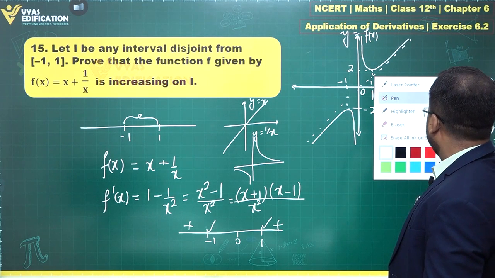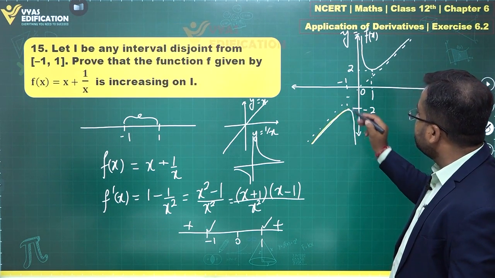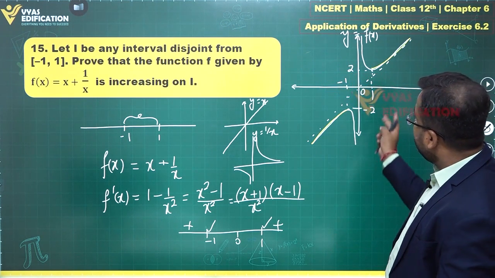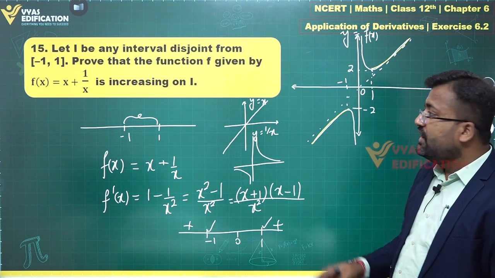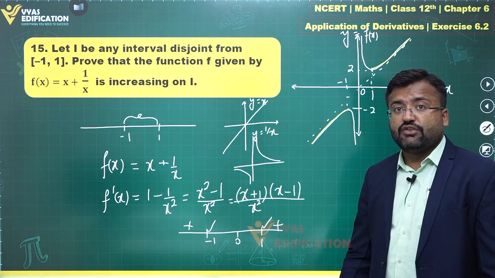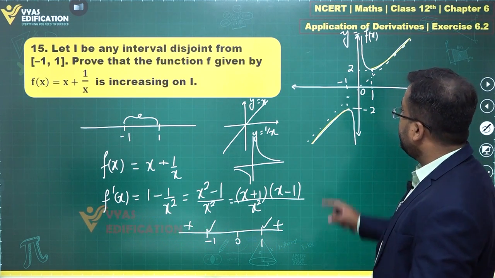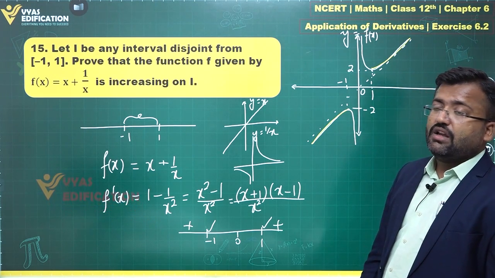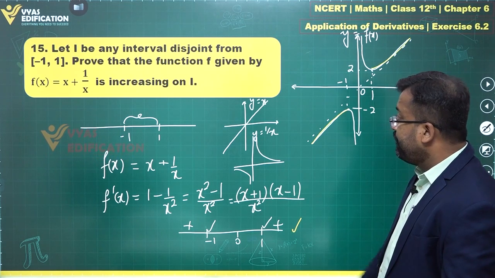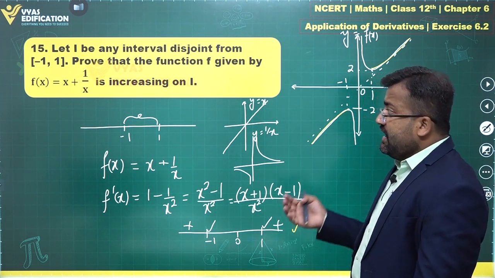Now, analyze the shape. From minus infinity to minus 1, the function is increasing. Then from 1 to infinity, the function is increasing. And if you consider any interval which is disjoint from minus 1 comma 1, you will observe that the function is increasing throughout, if you analyze any interval. Is that okay? Any interval disjoint from minus 1 to 1. Is that all? Yes, that is all that you have. We have proved that this is increasing on the interval I.